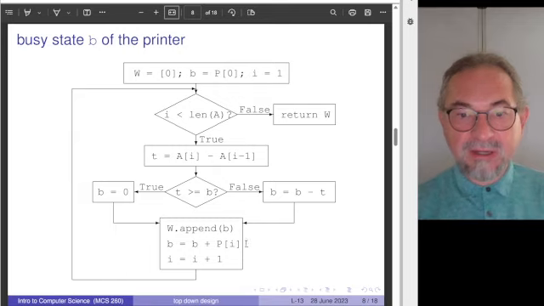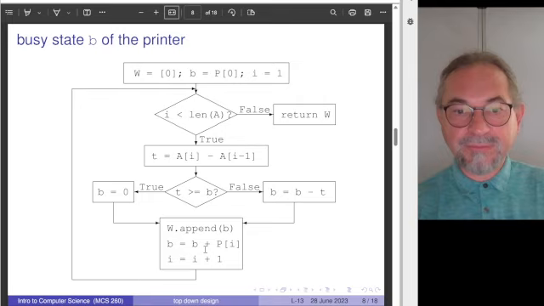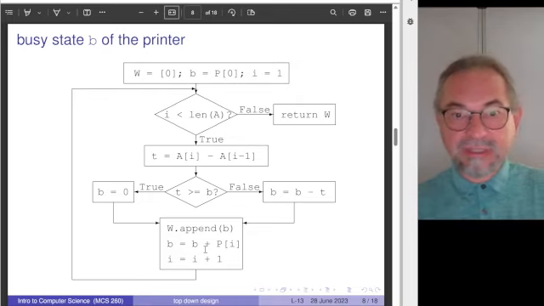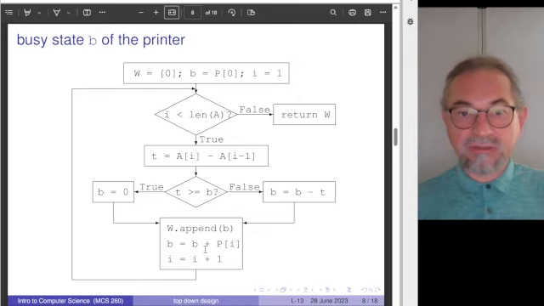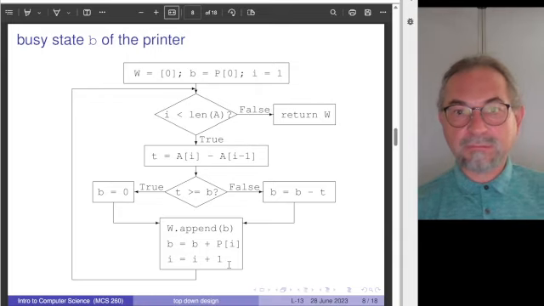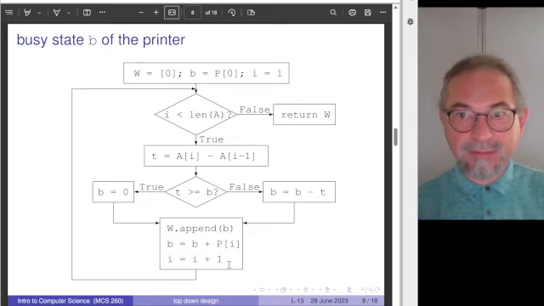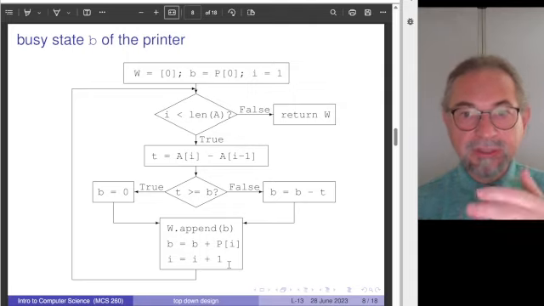But you see then the busy state gets updated again. It could be that there is a waiting time, and actually the busy state then increases with the processing time of the job of index 1. And then we consider the next job. So I hope the logic is clear. The loop looks complicated, but when you understand what happens in the beginning, if the logic sounds good, then you can continue reasoning about this.